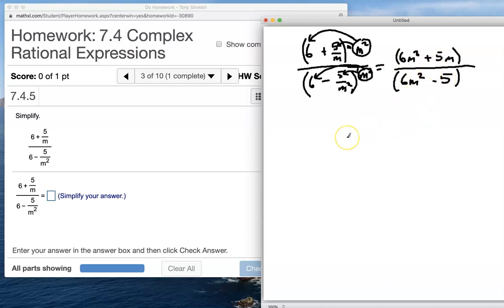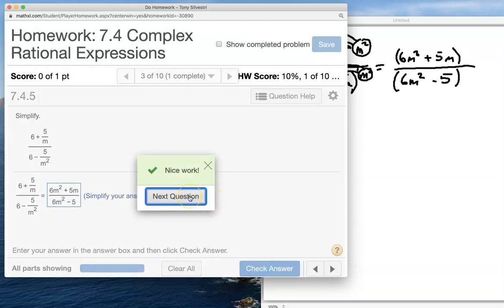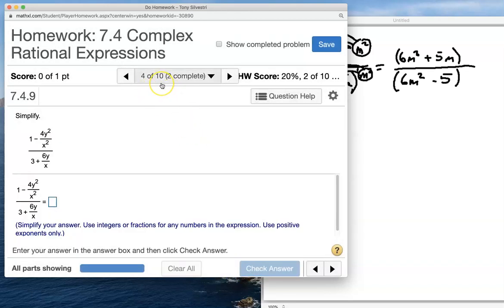So I'm going to say that's the answer right there. So I'm going to put that right there. Let's make a fraction. I don't need the parentheses because that bundle is not being multiplied by anything else. Square it. Put a plus 5m up top. And on the bottom, I'm going to say 6m squared minus 5. And don't overthink it. Check your answer. Nice work. Fantastic. There's not many problems here. Not too many problems over here.